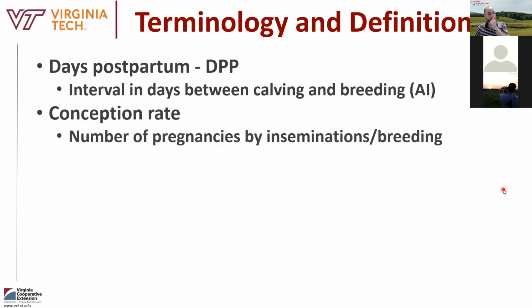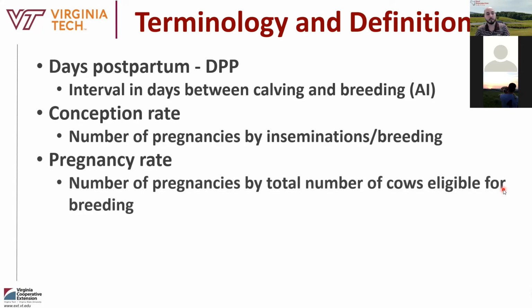Conception rate is really the number of pregnancies by inseminations, right, or breedings. So for example, if you're doing heat detection and we only detected 80% of your cows in heat, you're going to do a conception rate based on that 80%, right? So you don't really do overall the herd, because that's pregnancy rate, right? So pregnancy rate is the number of pregnancies by the total number of cows that are eligible for breeding. So it's a little bit different. So however you're presenting that to your clients, you want to make sure that you're doing it in a consistent way so that there's no confusion, right?